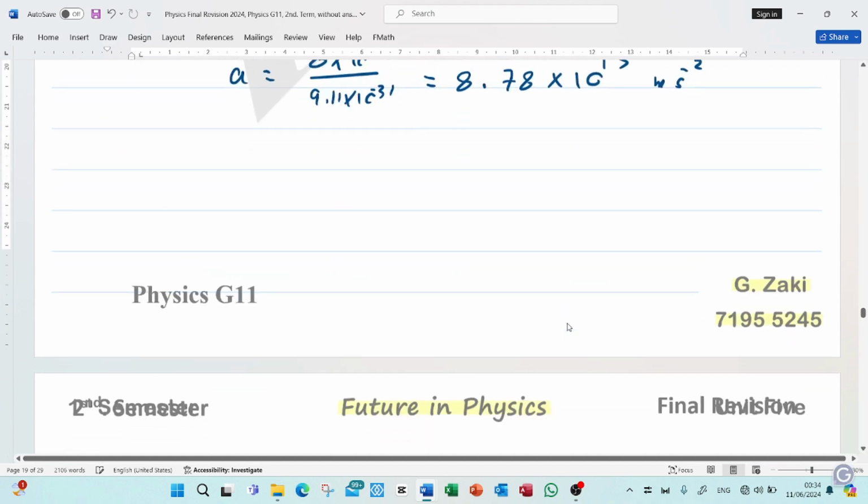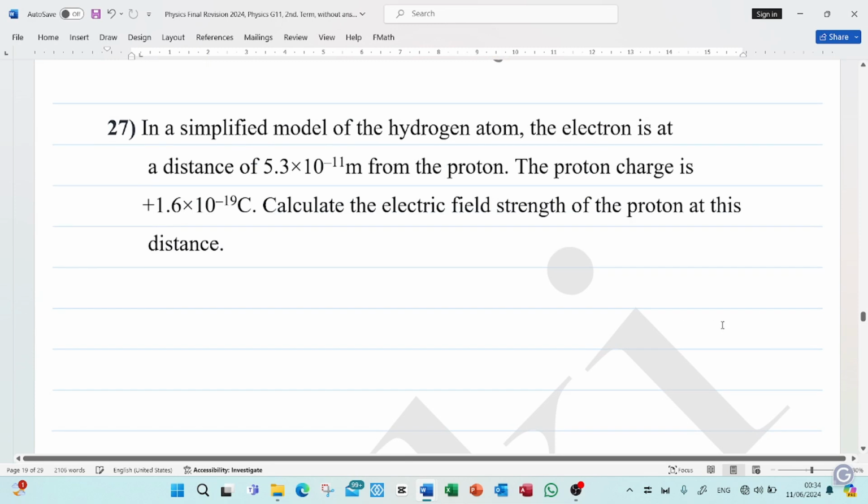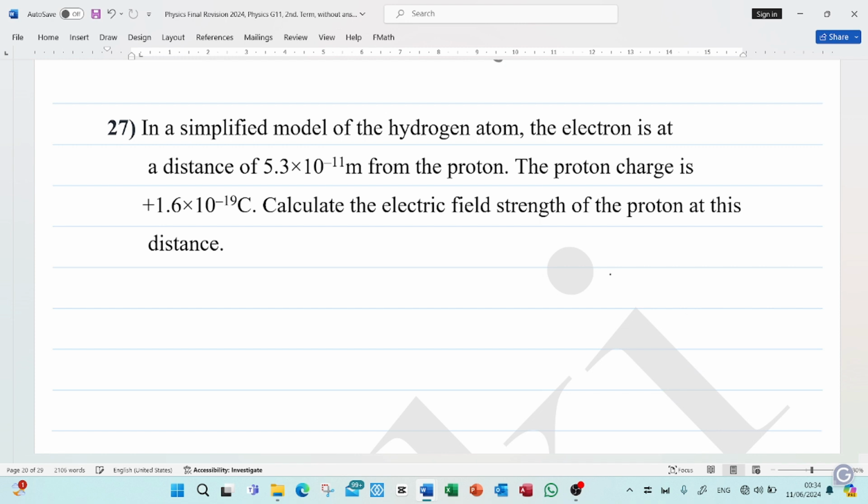Now, next question. In a simplified model of the hydrogen atom, the electron is at a distance from a proton. This is the proton here. This is Q of the proton. The proton charge is the same as the electron charge, but positive, 1.6 times 10 power negative 19 coulomb. And the electron is at a distance, this is R, equals 5.3 times 10 power negative 11. Calculate the electric field strength of the proton at this distance.